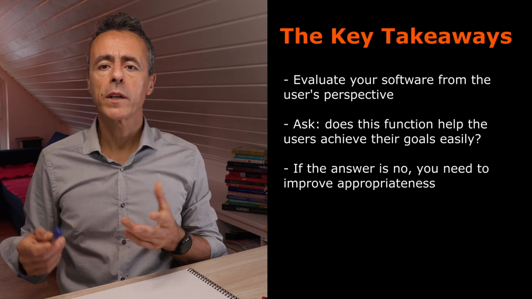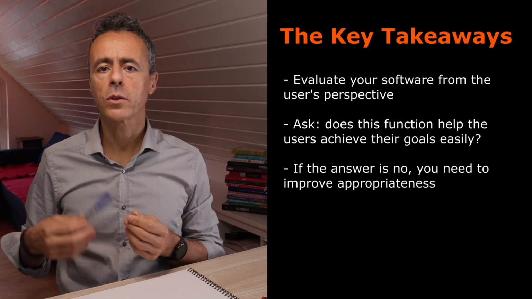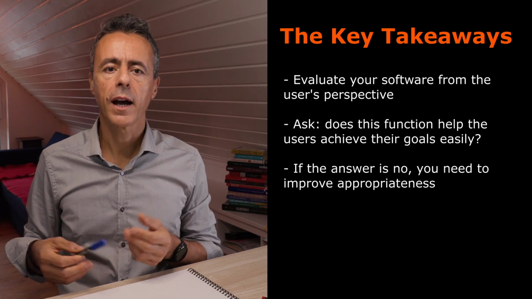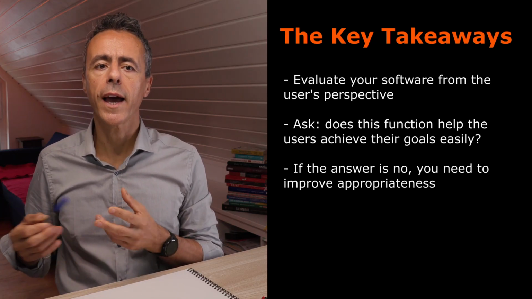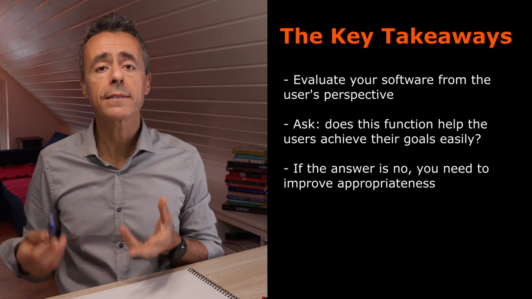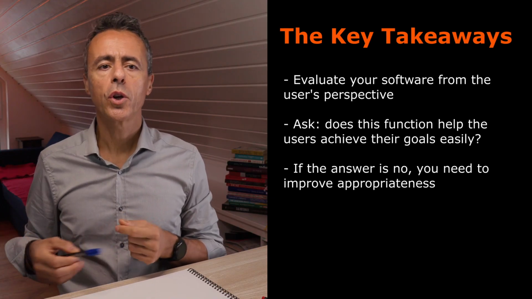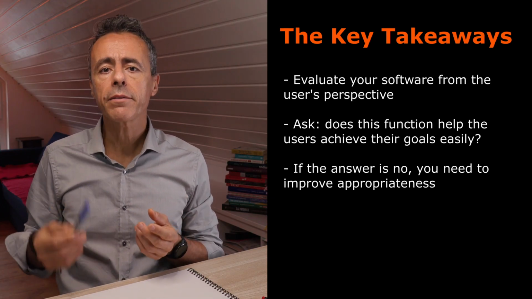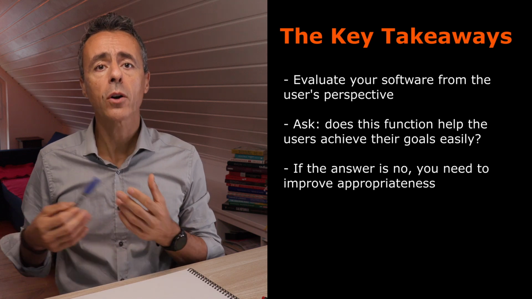Here are the key takeaways for your project. Always evaluate your software from the user's perspective. Ask, does this function actually help the user achieve their goals easily? If the answer is no, you need to improve appropriateness, even if the system is otherwise complete and correct.